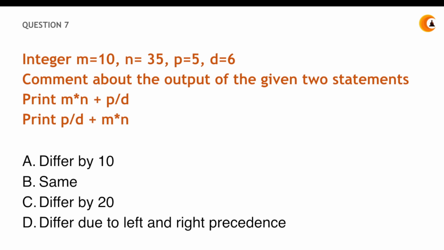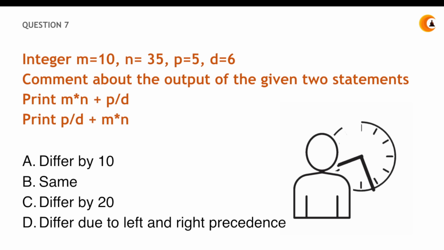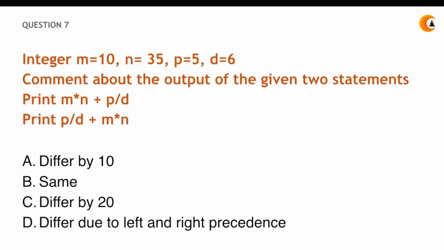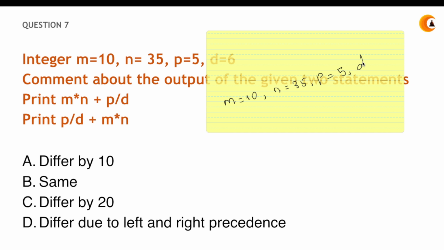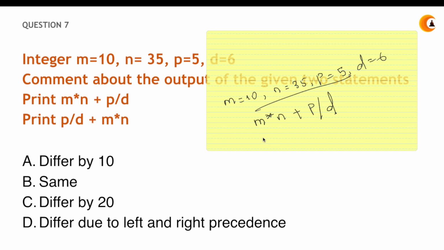This will take a little time to execute, but fine, you can do it within 30 seconds. So your 30 seconds starts now. Give it a try. Okay, so now this is a very simple question. m is 10, n is 35, p is 5 and d is 6. This is the question. So in the first statement, m star n plus p, just replace it with the numbers.